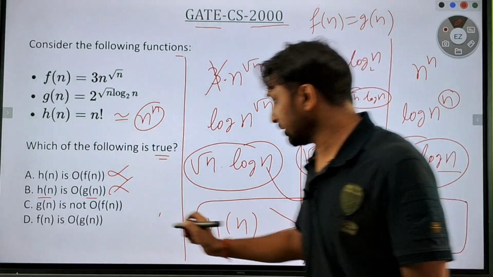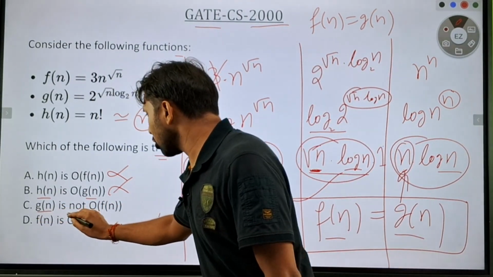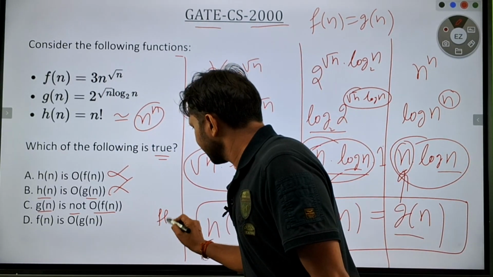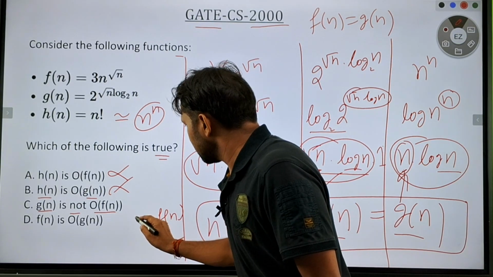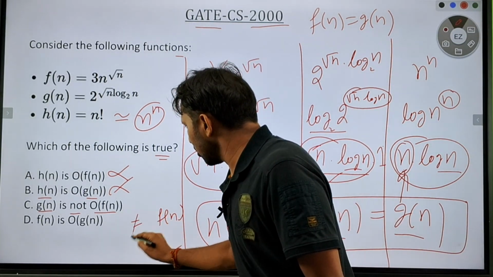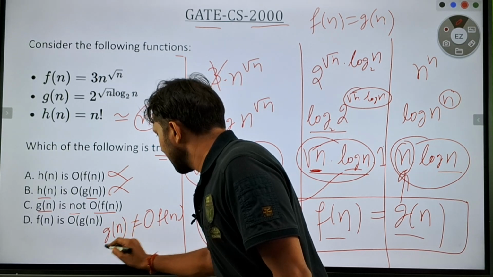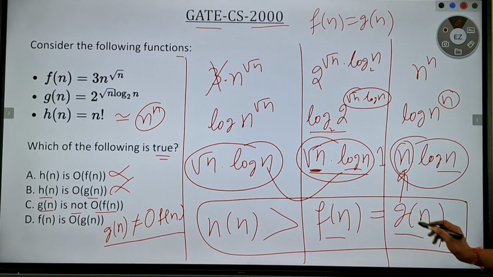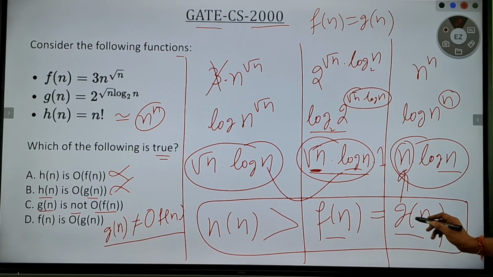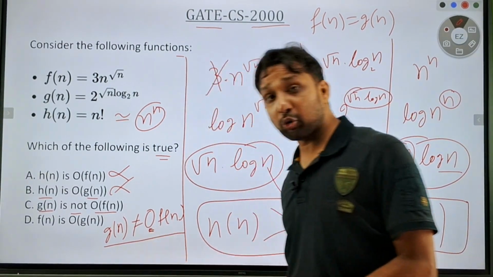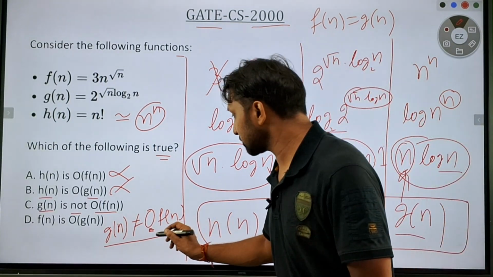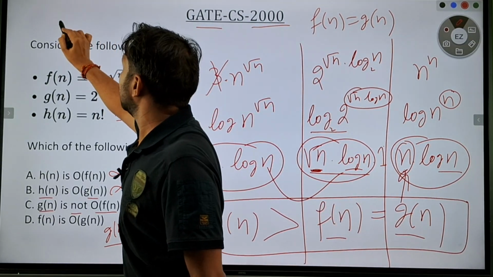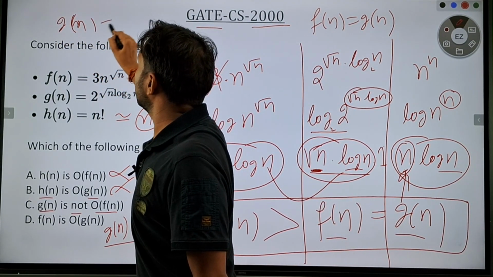Let's check out the third option. Here it is saying that Fn is not equal to big O of Gn, but actually Fn is equal to big O of Gn, because Fn and Gn are equal, and equal can also be represented with big O notation. So this statement is wrong. I can write it like this: Gn is equal to big O of Fn.